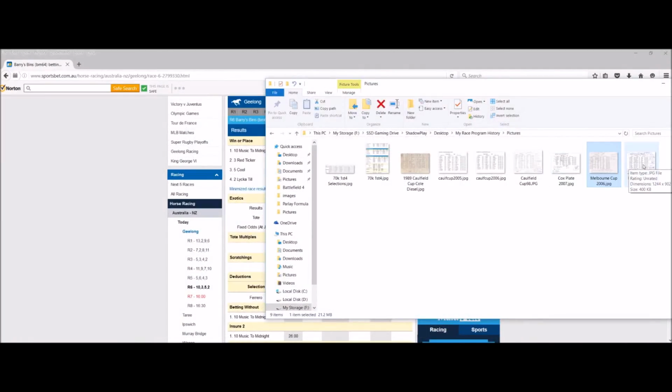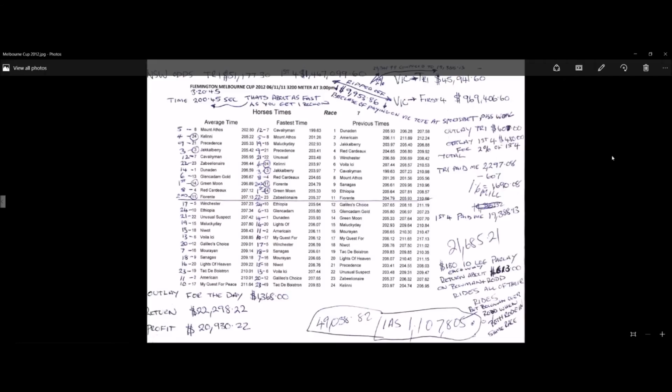And the Melbourne Cup 212. This is interesting too. This first 4 paid on the New South Wales tote.